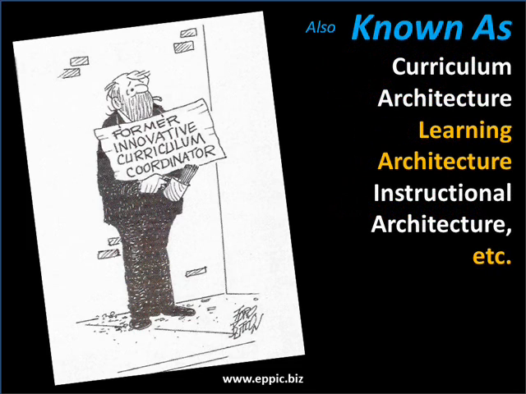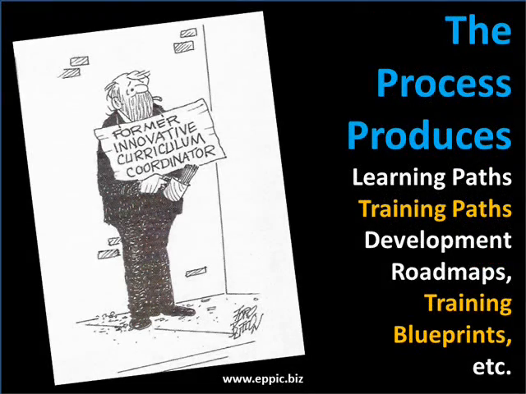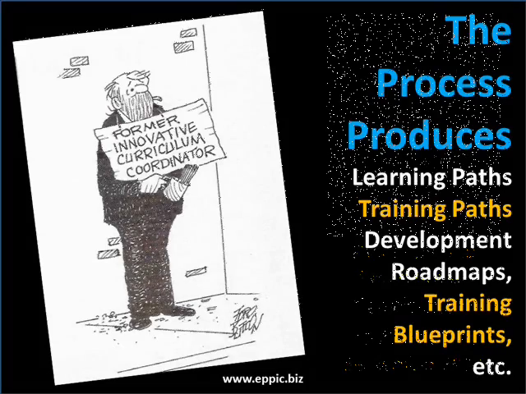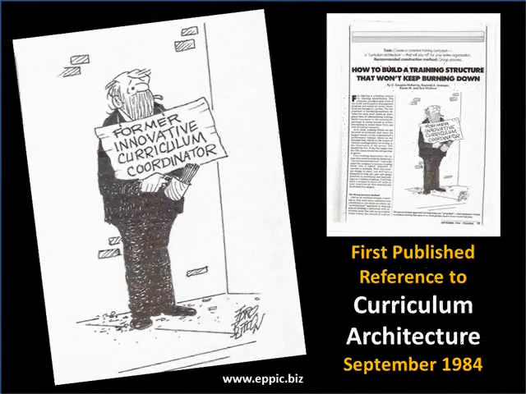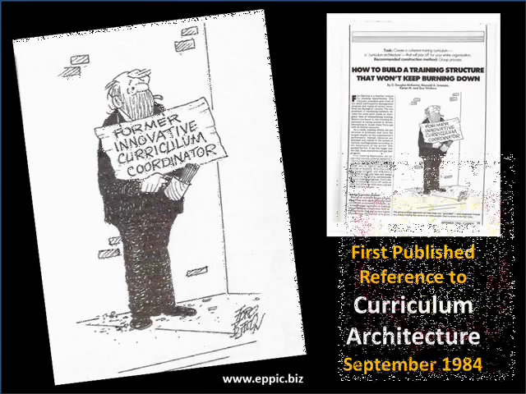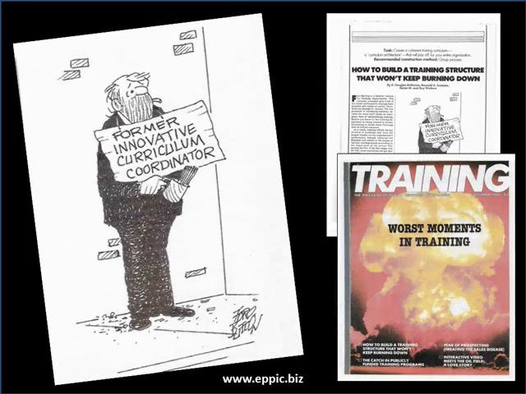Curriculum architecture is known by many names: learning architecture, instructional architecture, training architecture, etc. The curriculum architecture processes produce learning paths or training paths or development roadmaps, training blueprints, etc. These have been known by many different names since I began doing these in 1982. The first published reference to curriculum architecture was in Training Magazine in September 1984. I was a co-author of this article.